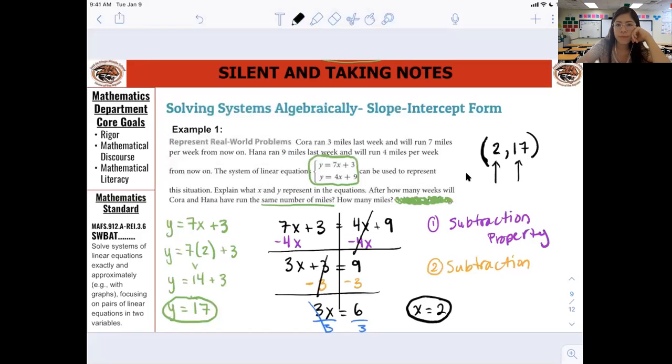I believe the 2 is the weeks and the 17 is the miles. Very good. So after 2 weeks, both Cora and Hannah have run the same amount of miles, which is 17 miles. So that's what this represents.